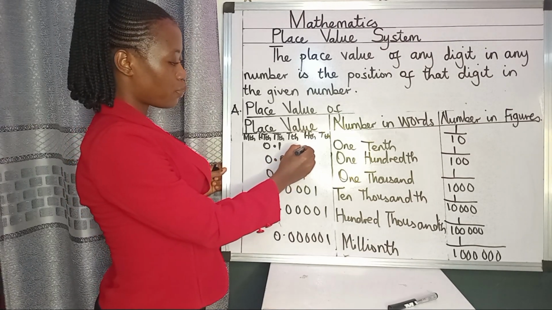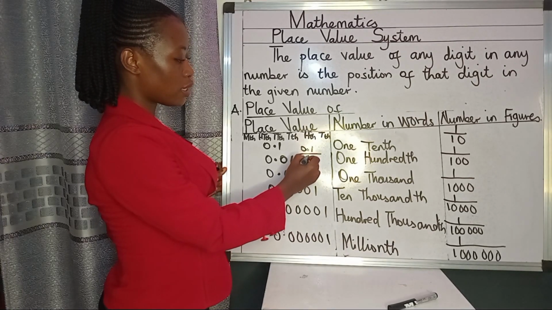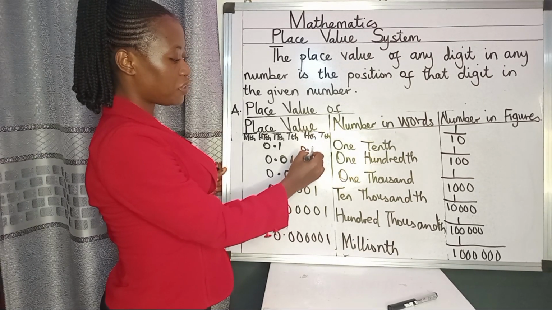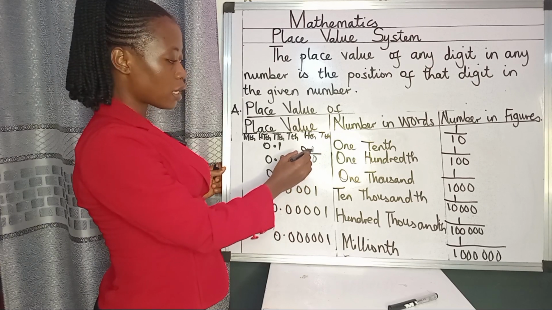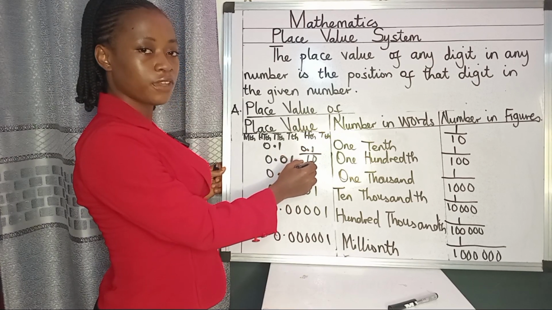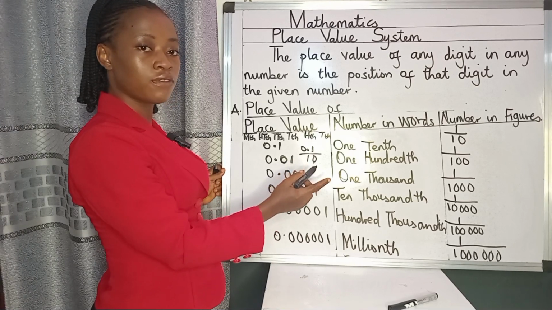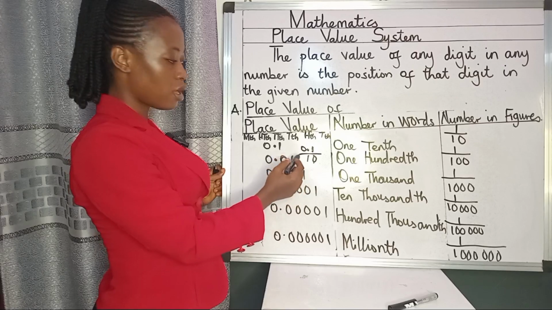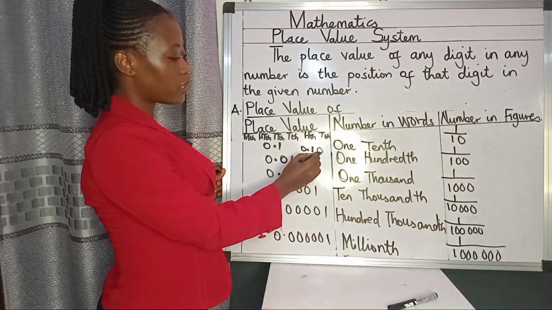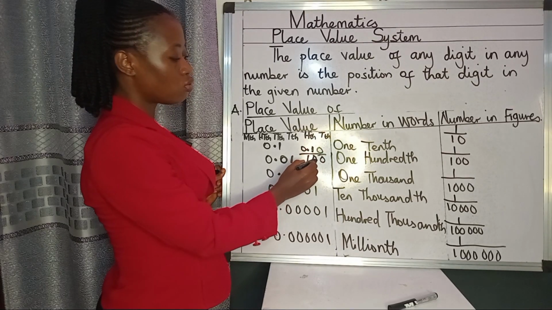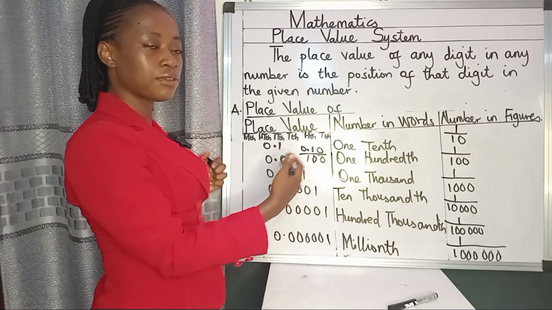Now this is how it goes. If you have 0.1, this point is usually 1 and the rest of the digits will be 0. Now this is tenth. That is 1 over 10 in figures. When you are looking for the place value of the second digit after a point, let's say you have another number here, the place value of this number is hundredth, and so on. So it goes on and on like that.